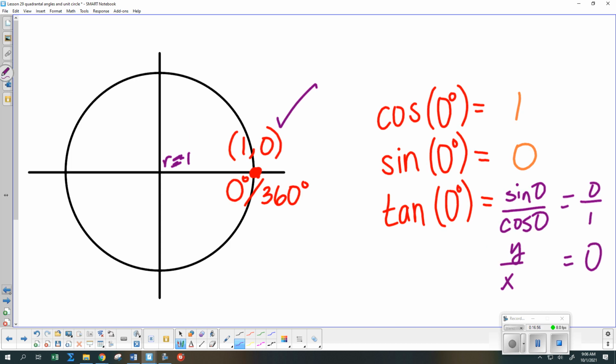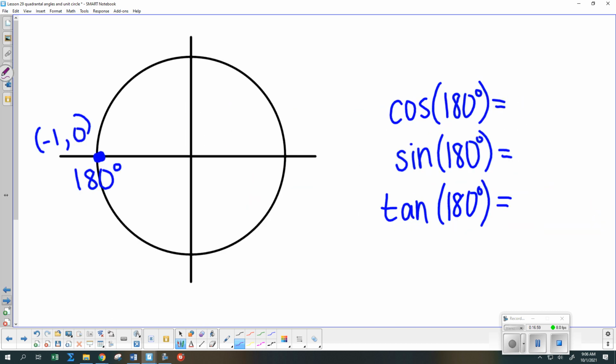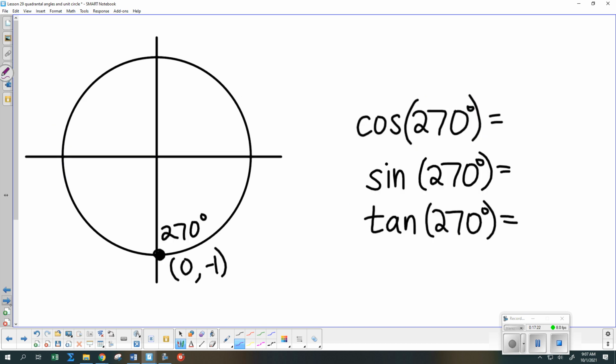We already put up, if we're at 180 degrees, we're at negative 1, 0, so the cosine of 180 is negative 1. The sine is 0. The tangent is the y over the x, the sine over the cosine, 0 over negative 1, which simplifies to just 0. And finally, if we were at the bottom of the unit circle, again, as long as the radius is 1, these coordinates are 0, negative 1, so cosine is 0, sine is negative 1, tangent is negative 1 over 0, which is undefined.